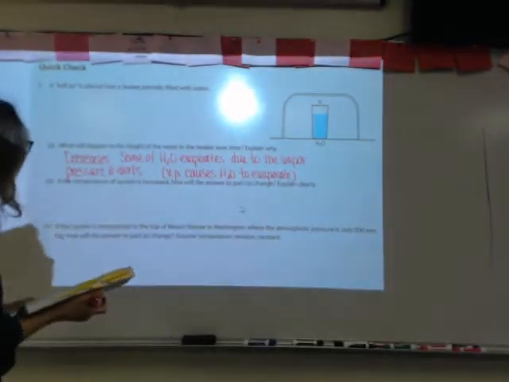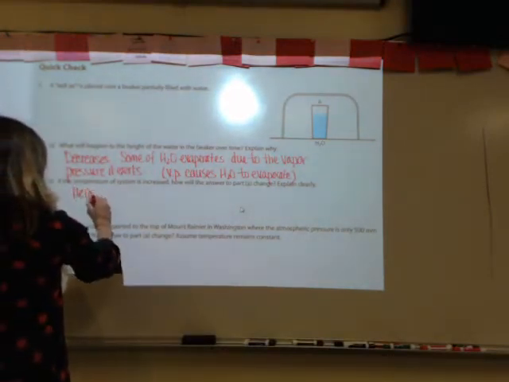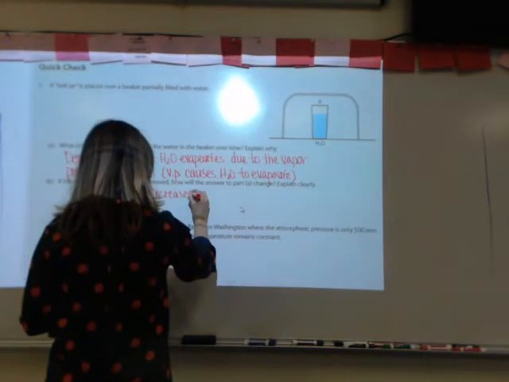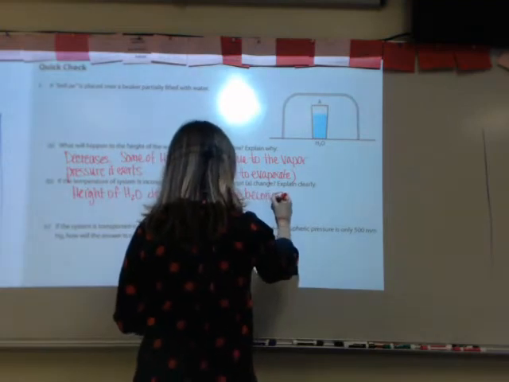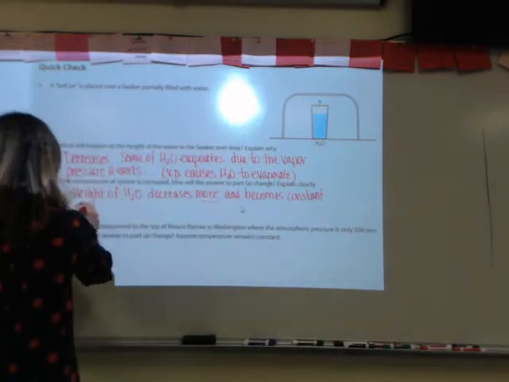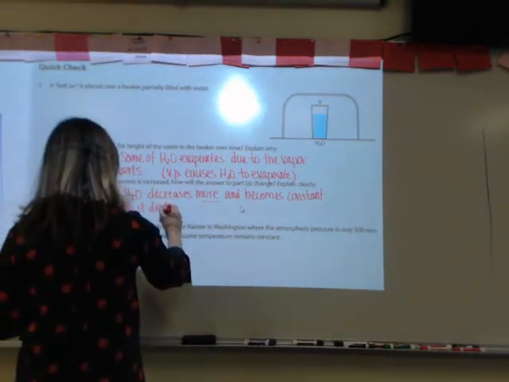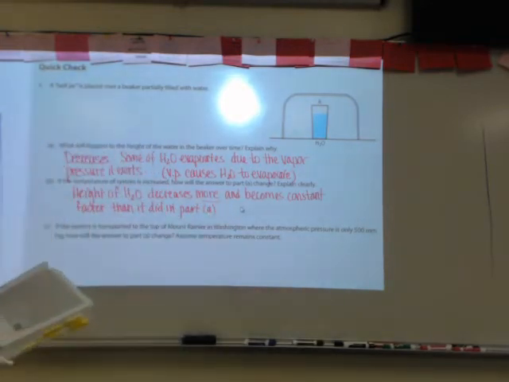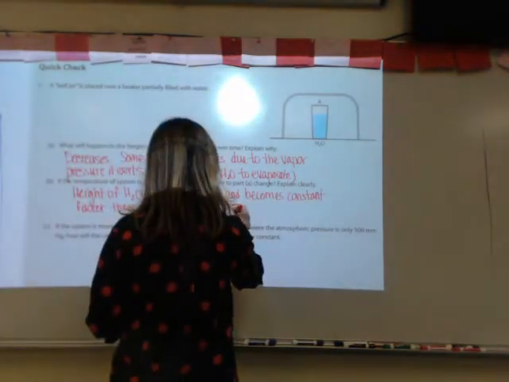Letter B. If the temperature of the system is increased, how will the answer to part A change? Well, the height of the water decreases more and becomes constant faster than it did in part A. So an increase in temperature is actually going to provide more kinetic energy for the molecules to escape into the gas phase.